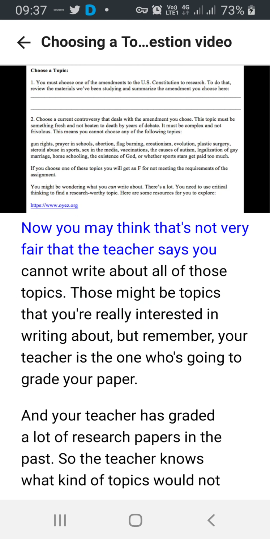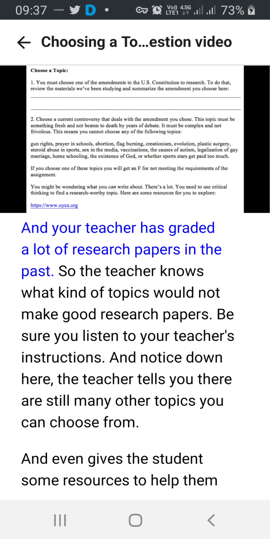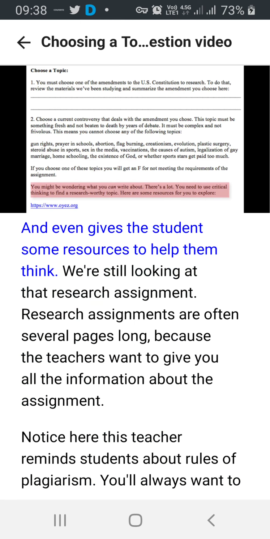Now you may think that's not very fair that the teacher says you cannot write about all of those topics. Those might be topics that you're really interested in writing about. But remember, your teacher is the one who's going to grade your paper. And your teacher has graded a lot of research papers in the past. So the teacher knows what kind of topics would not make good research papers. Be sure you listen to your teacher's instructions. And notice down here, the teacher tells you there are still many other topics you can choose from, and even gives the students some resources to help them think.